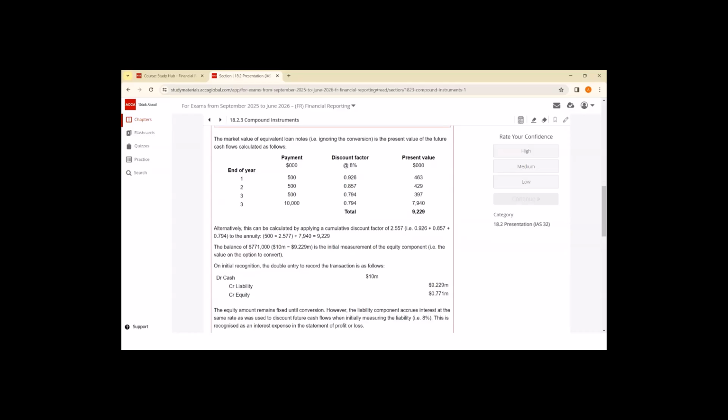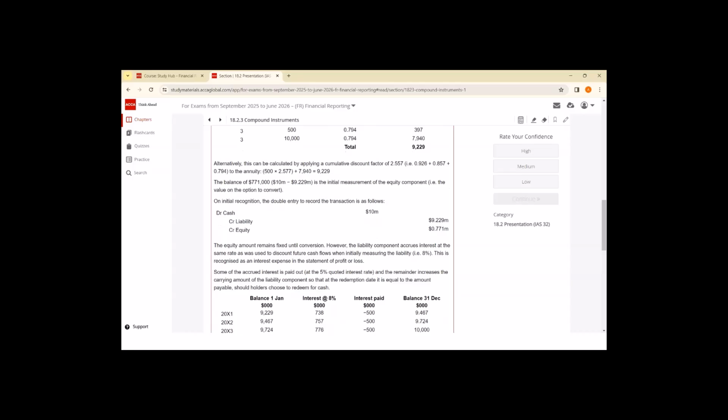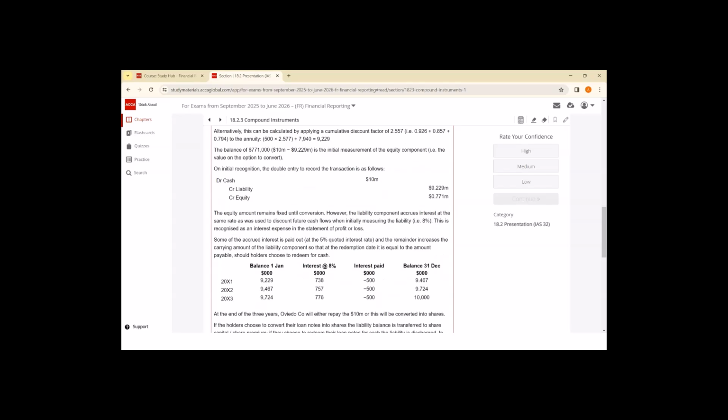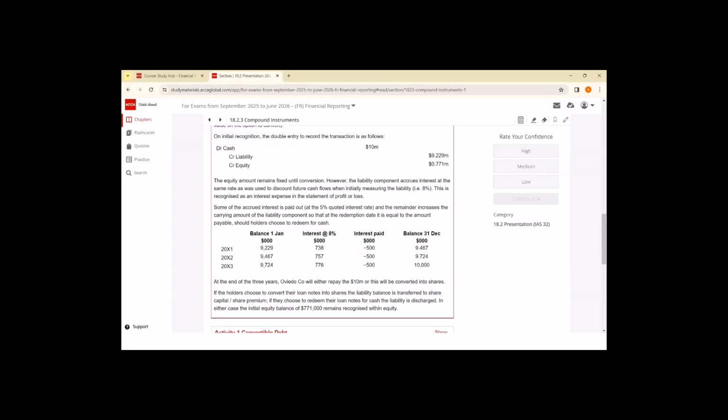To calculate the value of equity, we subtract this amount from the principal amount of the loan. So 10 million minus 9,229 gives us the value of equity which is recognized. Here is the double entry that is going to be passed: debit cash, credit liability, and credit equity. Now with the cash amount, because that's the opening value of our liability, we have the opening balance. We charge the finance cost or the interest expense at 8%, which is going to be 738. The interest paid is going to be 500 and the balancing figure.